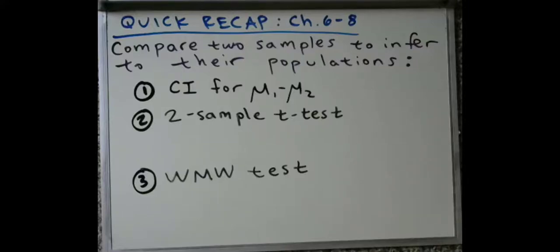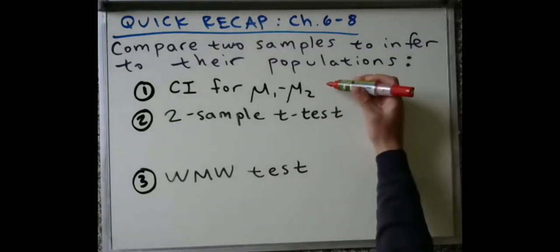This video is going to serve as a quick recap of some of the methodologies we've discussed in the past couple chapters. Lately, what we've been discussing is how do we make legitimate comparisons between two populations based on sample data. And in chapter 6, we first were introduced to this with a confidence interval.